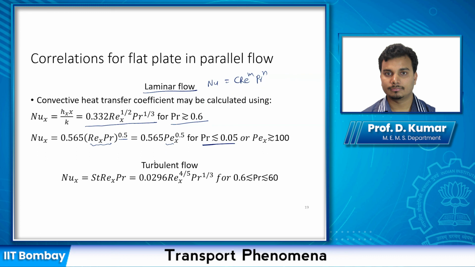So this is the correlation that you can use if your Prandtl number is less than 0.05. Okay. Then for turbulent flow, you can take the Nusselt number with C as 0.0296, Reynolds to the power 0.8, and Prandtl to the power 1 by 3. This is valid only if your Prandtl number is between 0.6 and 60. I think the transition for a flat plate is at 5 into 10 raised to 5 Reynolds number.